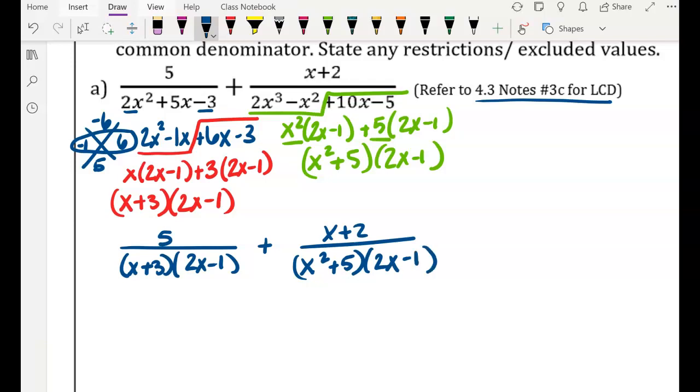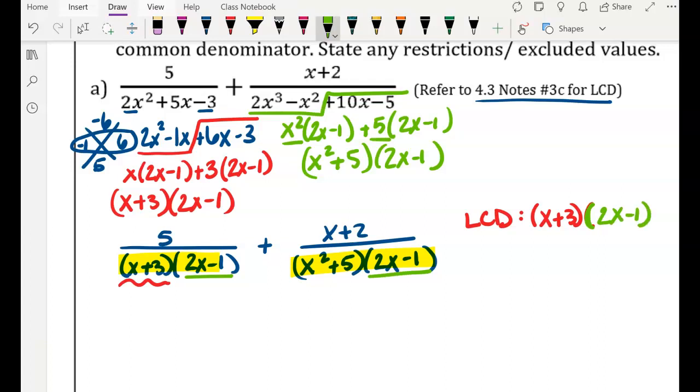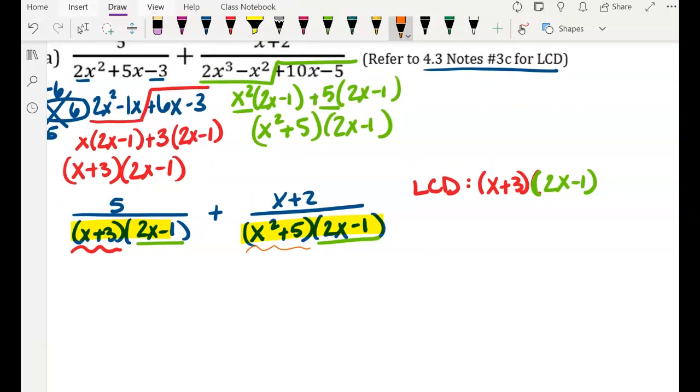Okay, next we look at each, okay? Look at these factors and look at these factors. And we say, okay, well, let's now find the LCD. Since x plus 3 is all by itself on both sides, it will definitely be part of the LCD. Next, we have 2x minus 1, one on each. Since it is one on each, we would just have to take one. We don't take them both, okay? And then our last factor that we haven't looked at is x squared plus 5. And again, that's all by itself.